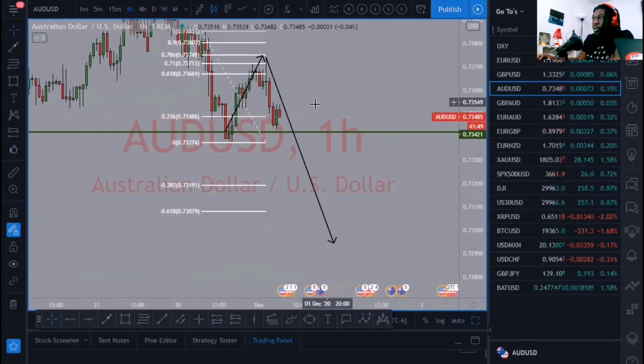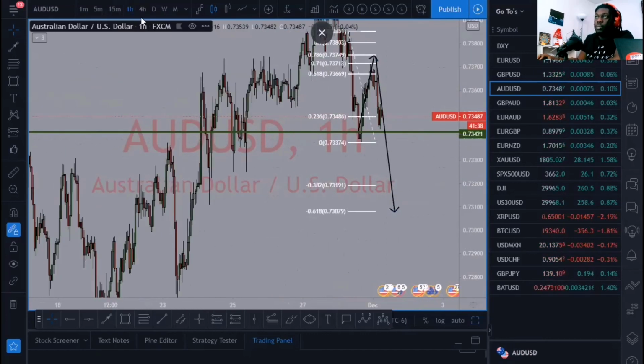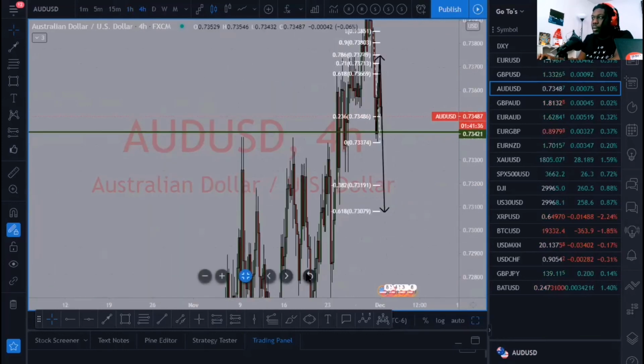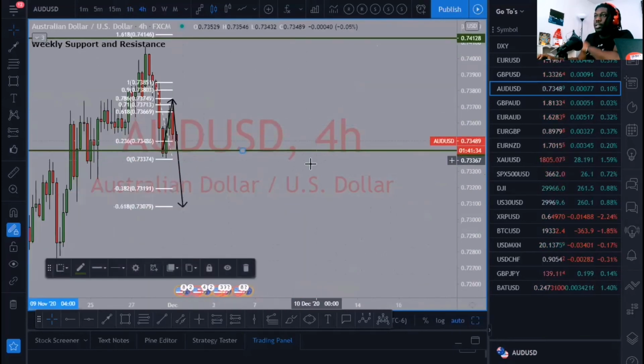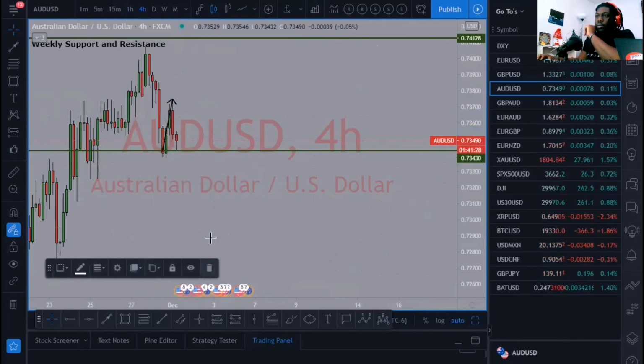I do see this is what happened more. If I would have given the sell right here, you would have taken 70% of your profits here. But I do want to see price come down to 61.8. Go to the 4-hour time frame real quick. Let's get rid of all this as well.